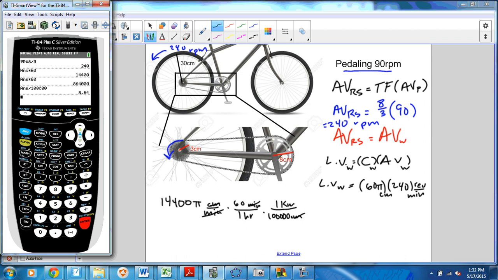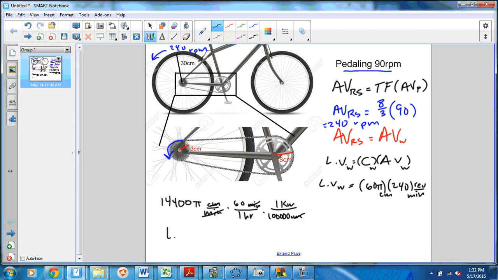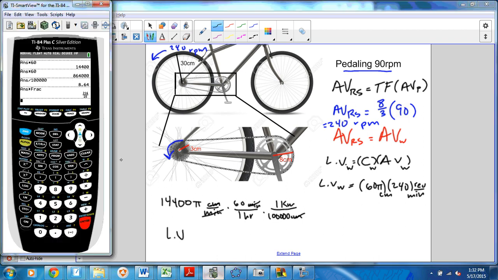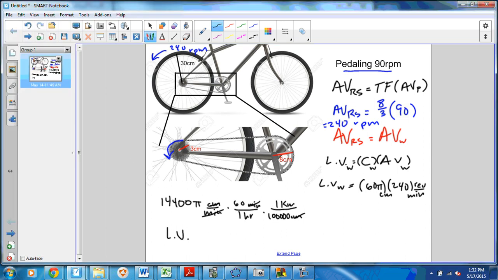And MathFrac is always a nice one in here. I can make that 864 over 1,000, but it looks like it may be a nice, not too bad of a fraction here, 216 over 25. And of course, we have that pi still involved.